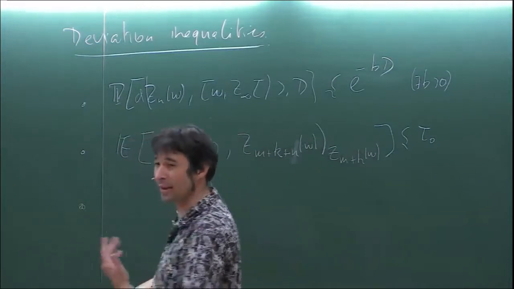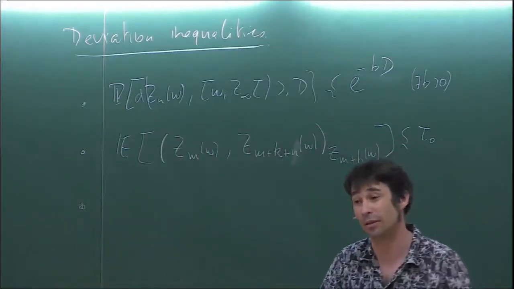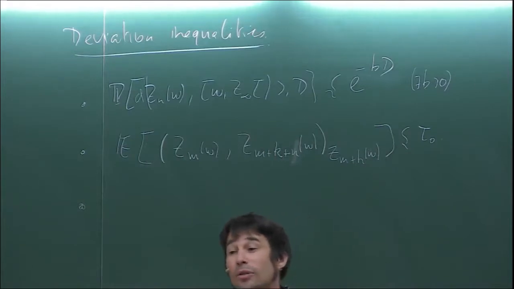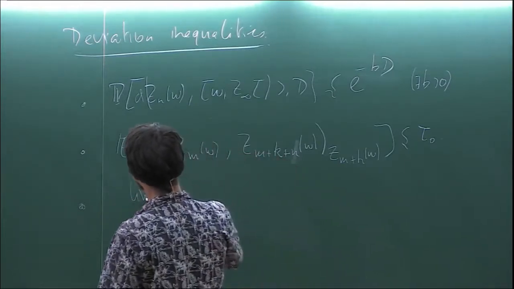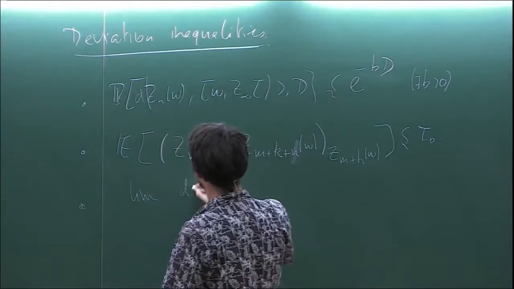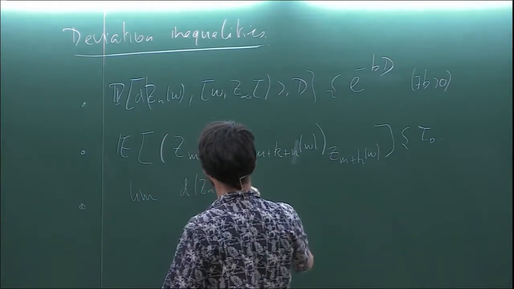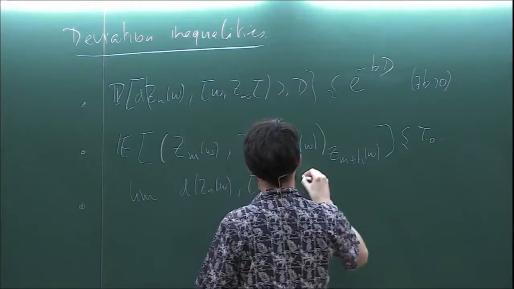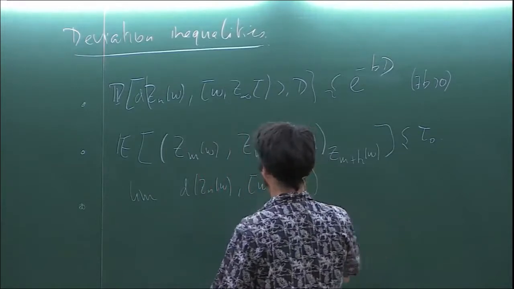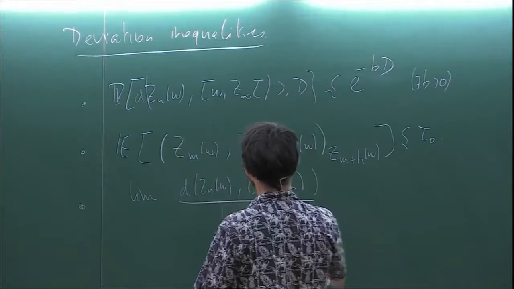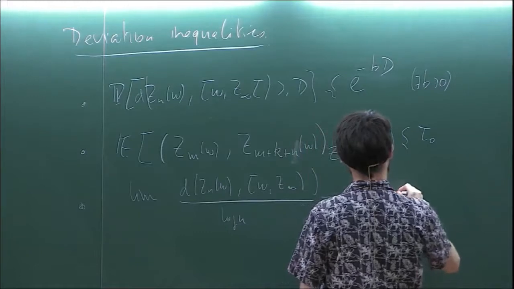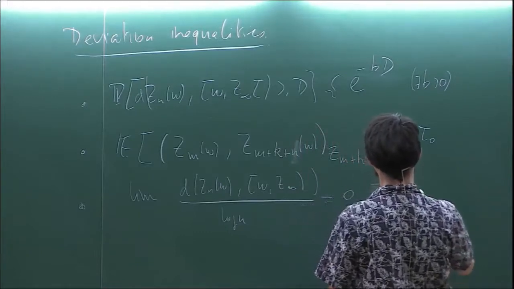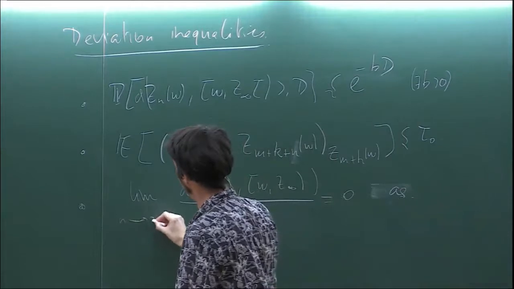So the last thing is an improvement of what I said about how the random walk shadows another almost sure convergence thing. Which says that the limit of the distance from Zn of W to the geodesic ray over log n is zero, mu almost surely, as n goes to infinity.